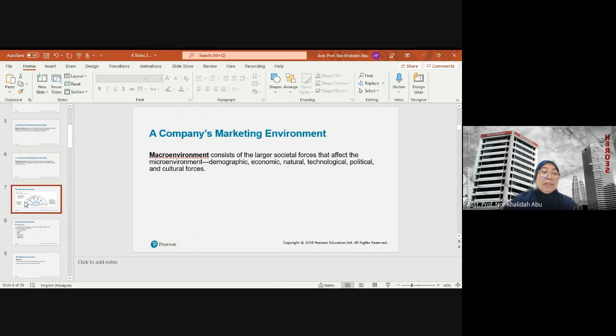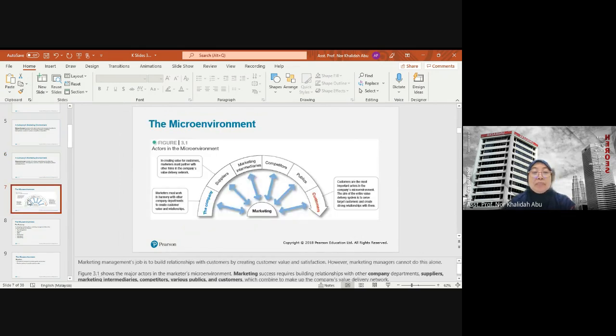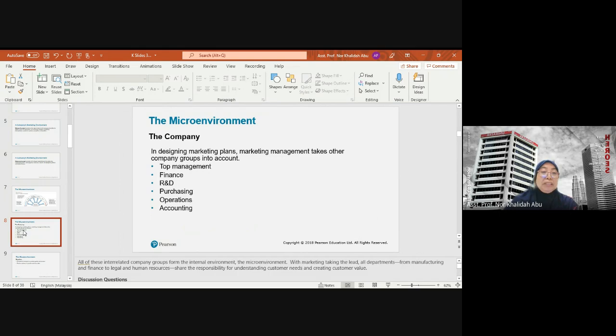So coming back to the microenvironment, as we said, these are the actors that are closest to the company, and the one which is the closest to company is the company itself. That means you're looking into the various departments within the organization which is outside marketing. For example, marketers will be doing a lot of planning and looking into potentials, but it has to be supported by other departments.